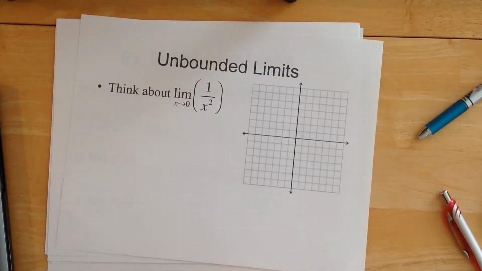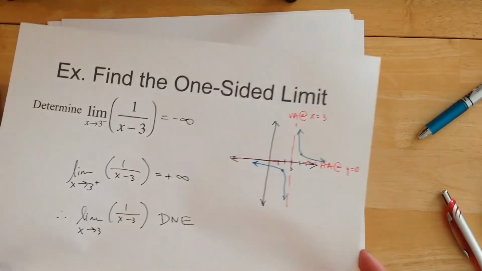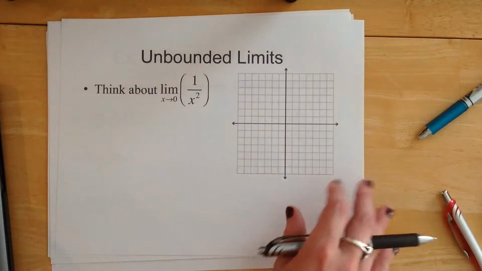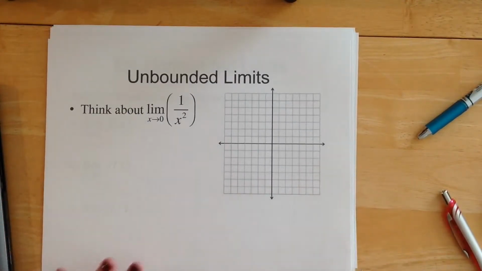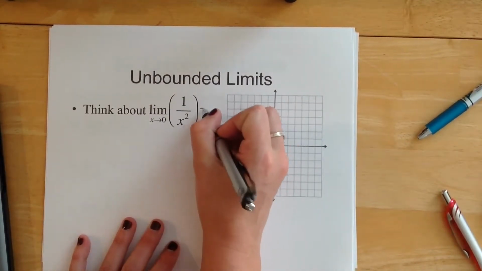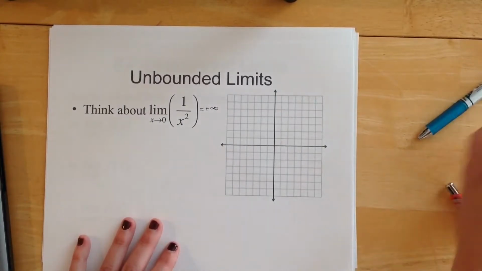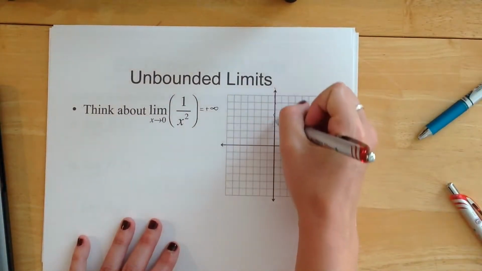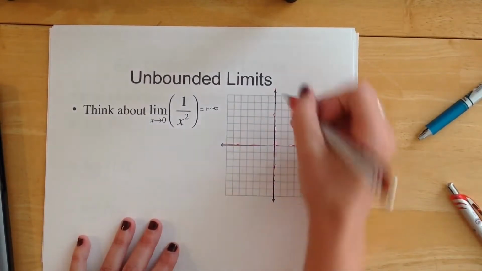Okay, so the one-sided limits here are examples of unbounded limits as well. But if we go back to this limit here, which we took earlier, and we said the limit was equal to positive infinity, we refer to this as an unbounded limit. So we have the vertical and the horizontal asymptote.